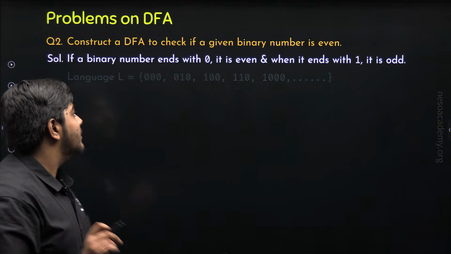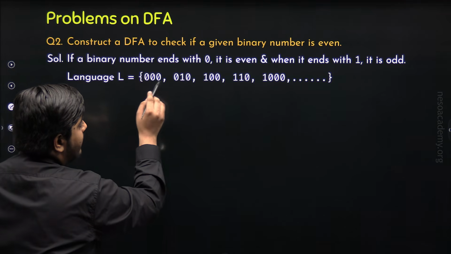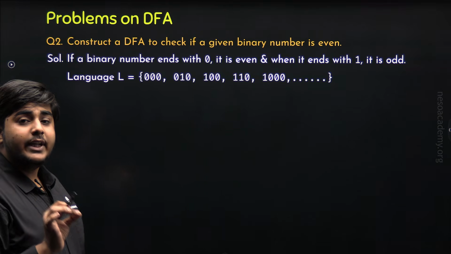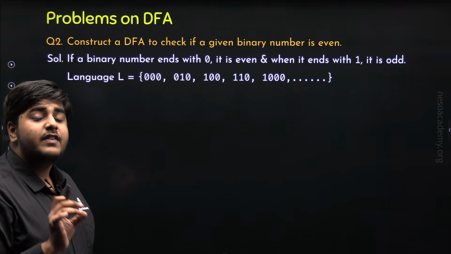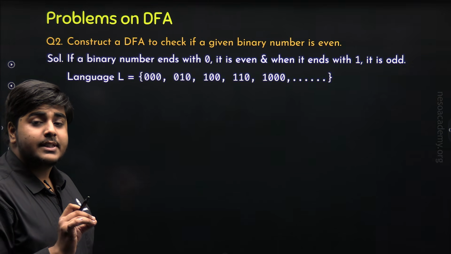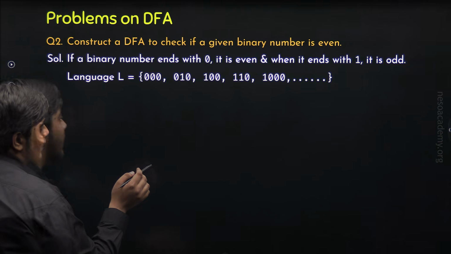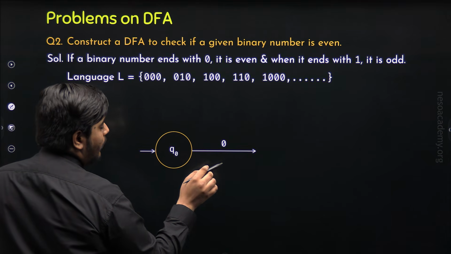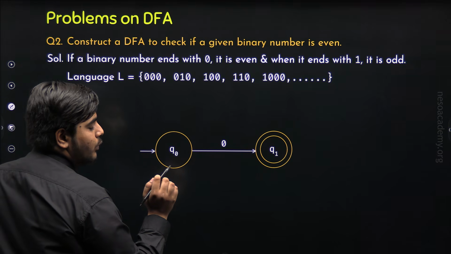Let's see the language. The language contains all the strings in which the last symbol is 0. That means our DFA should only accept the even numbers, or we can say our DFA will only accept the numbers that are ending with 0. So let's construct the DFA. We have our initial state Q0, and if the number ends with 0, it will be accepted, and we will reach the accepting state, which is Q1.